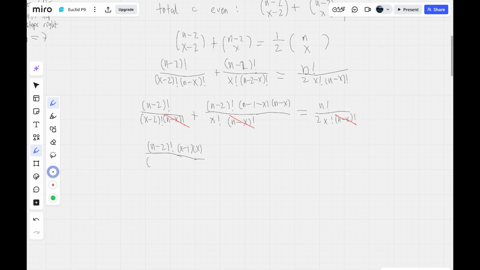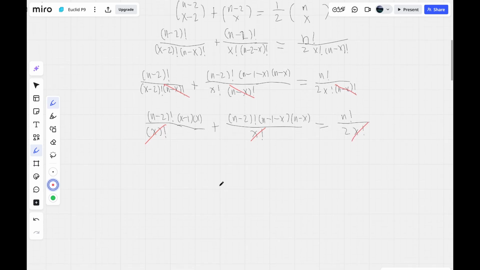And x minus 2 factorial times x minus 1 times x is just x factorial, because x minus 1 and x are the two numbers after x minus 2 factorial, plus n minus 2 factorial, n minus 1 minus x times n minus x over x factorial is equal to n factorial over 2x factorial. So now both sides have x factorial, so we can cancel by multiplying both sides by x factorial.